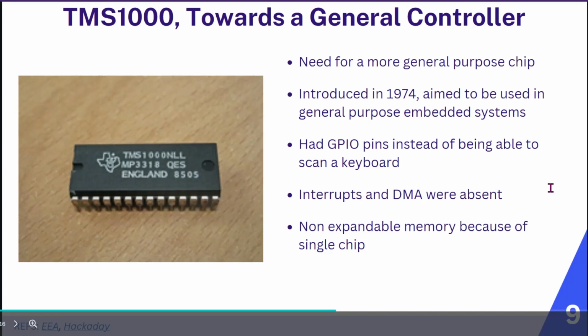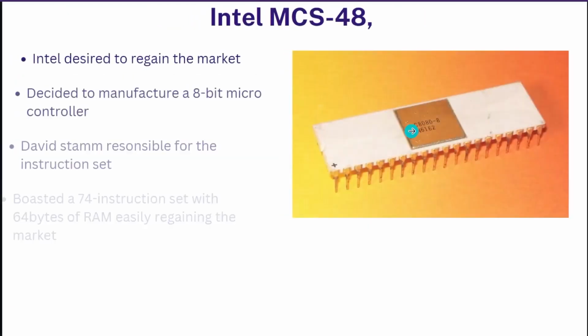All internal data paths of the processor were 4 bits wide. Program ROM and data RAM were separately addressed as in a Harvard architecture. This became a typical characteristic of microcontrollers by many other manufacturers.